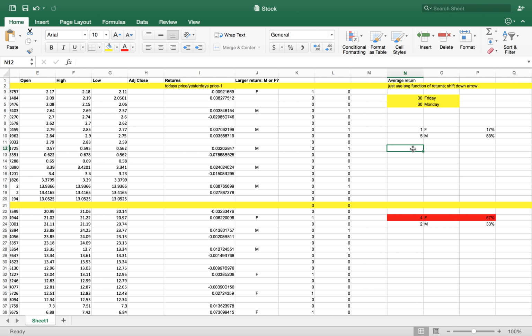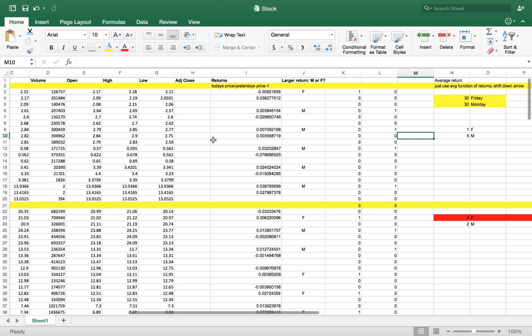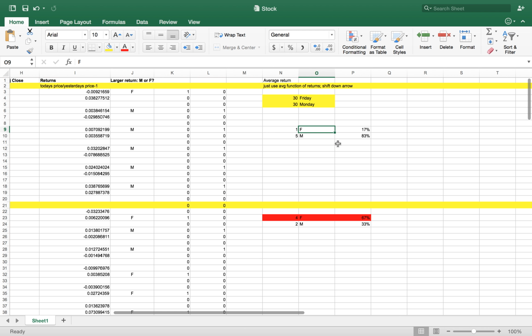So I have 30 Fridays that are higher, and then 30 Mondays that are higher, which is really interesting that it's completely even, and I thought that was kind of weird. And so then I went individually into each data set for each stock, and I calculated the percentage of times it's Friday and then Monday is higher.